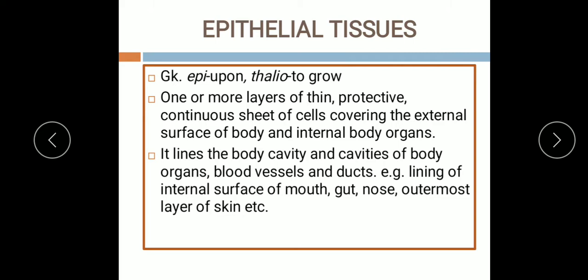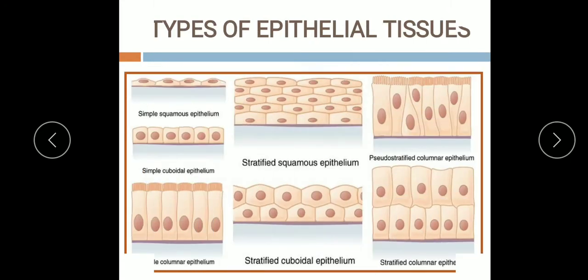And epithelium tissue helps in the exchange of material also. How does it help? It helps in the exchange of material, like the epithelial lining of alveoli in the lungs helps in the exchange of oxygen and carbon dioxide between the blood and inhaled air. So at different places there are different functions performed by the epithelial tissues.